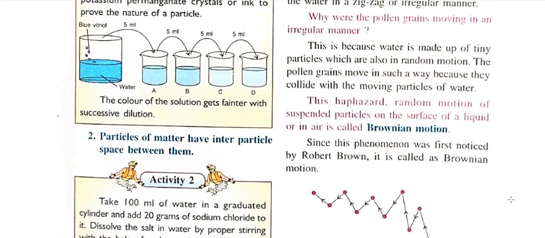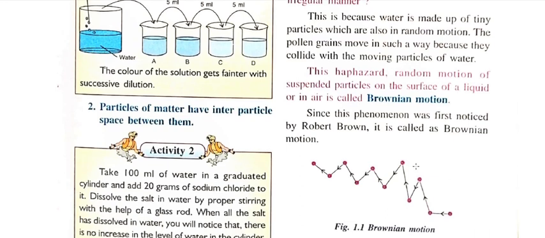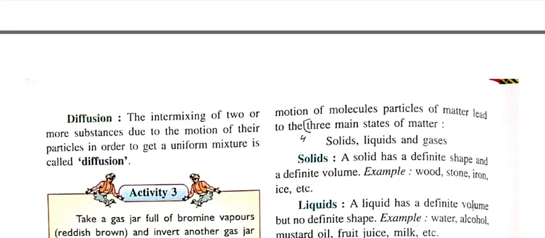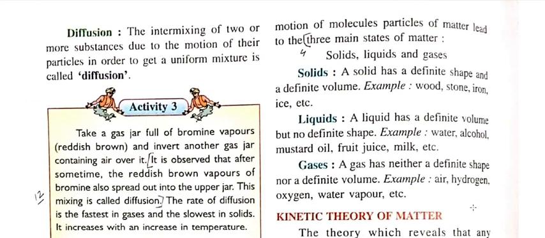Students, you can see the zigzag motion here. I am pointing the mouse cursor. Brownian motion is shown in figure 1.1. Now let us go to page number 4. Another property is written here which is called diffusion.